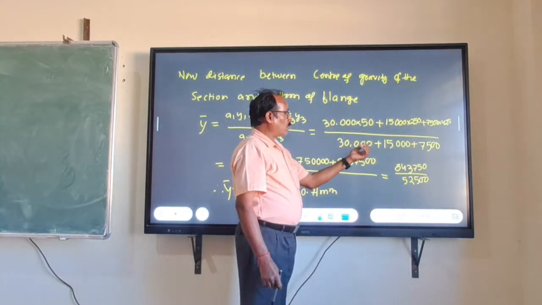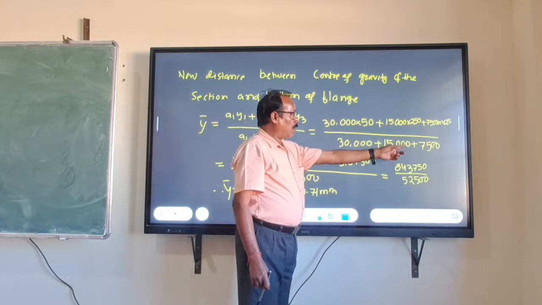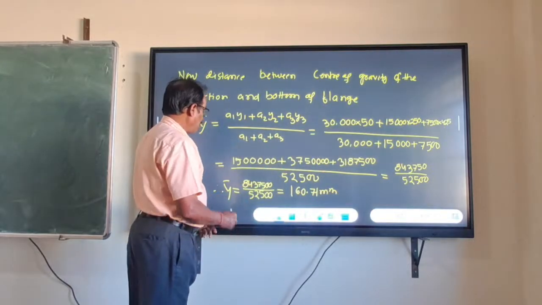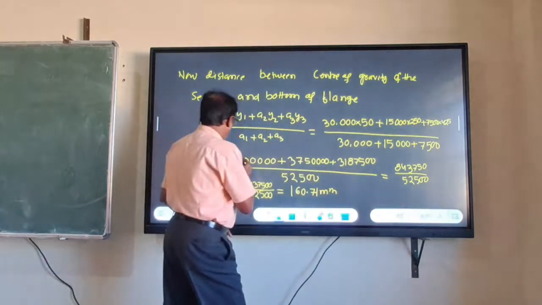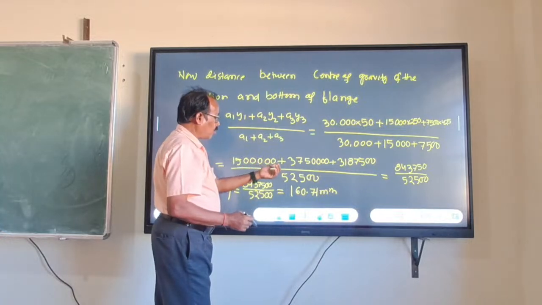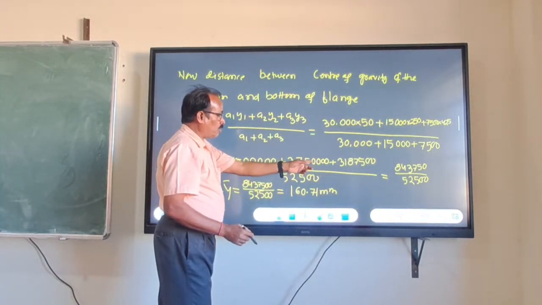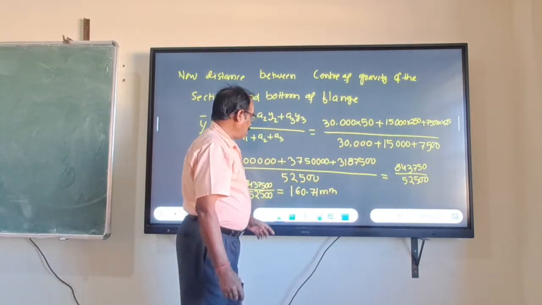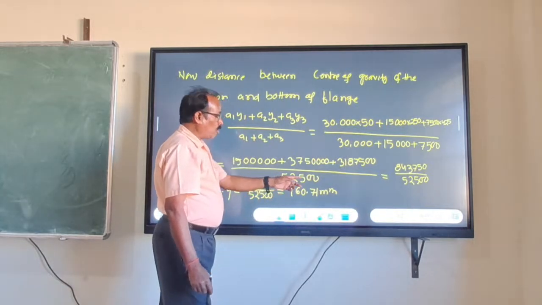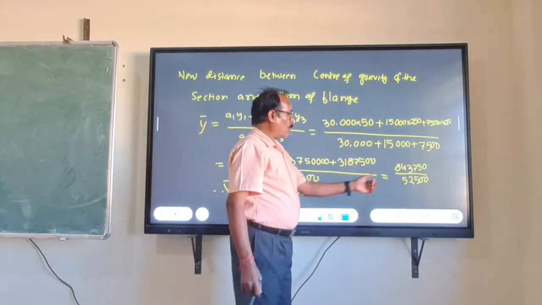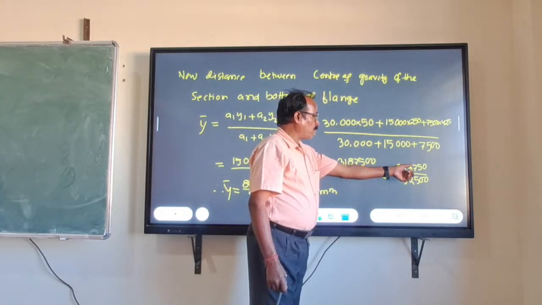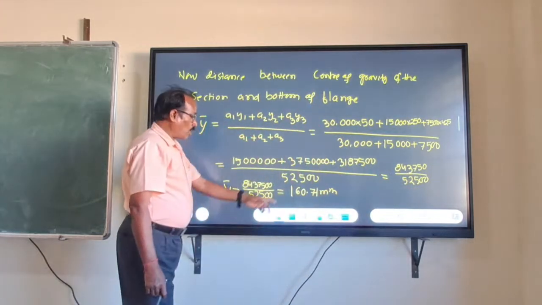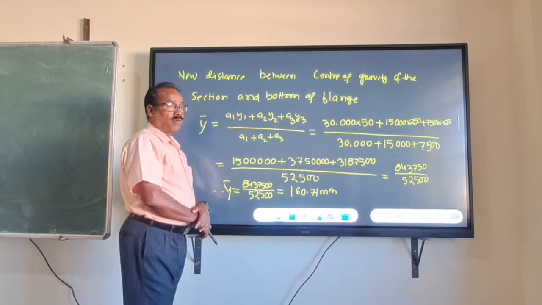Therefore 30,000 plus 15,000 plus 7,500. Adding, we have 1,500,000 plus 3,750,000 plus 3,187,500 divided by 52,500, which is equal to 8,437,500 divided by 52,500, which is equal to 160.7111 mm.